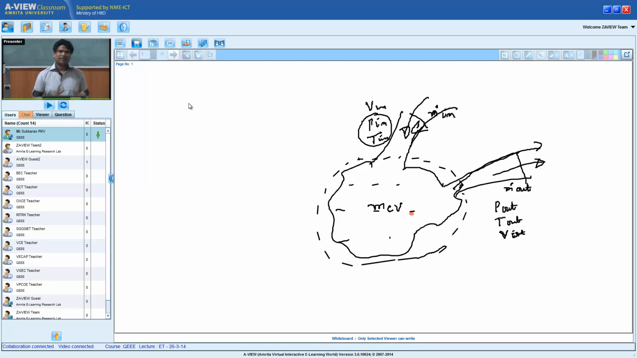If it is a control mass, very easy, because no mass is entering, no mass is leaving. If at all energy is changing, there should be either work transfer or heat transfer or both. Without that, the energy of the system cannot change. One form of energy can become another form, but the total energy of the control mass should remain constant.